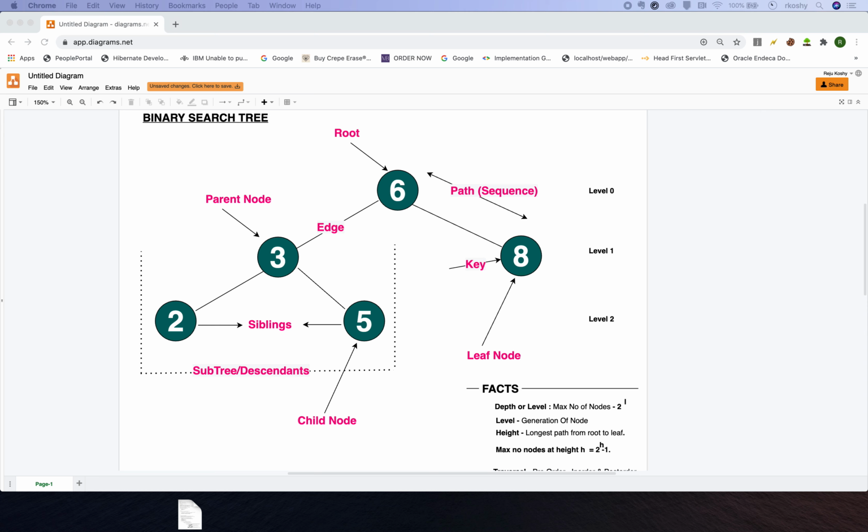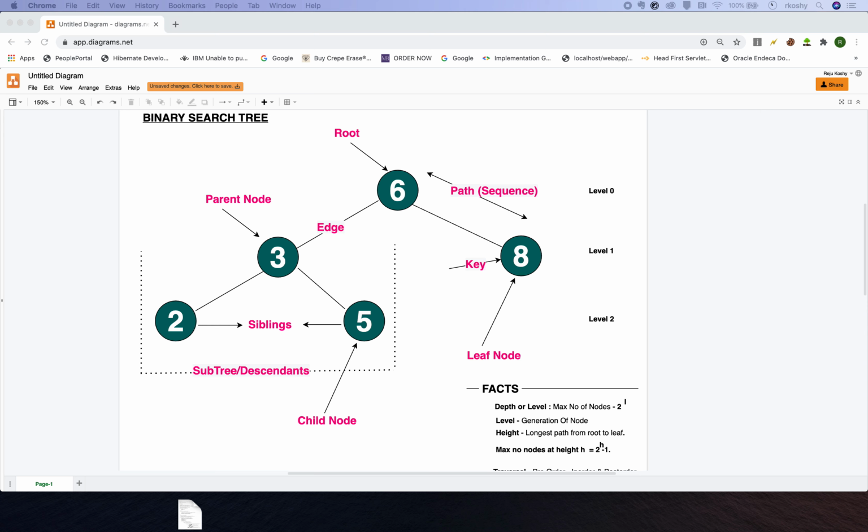2 and 5 are called siblings because they have the same parent. And if you look at the overall binary search tree or binary tree, it has only one root. Only one root is possible for the entire tree. The traversal can start anywhere. We will discuss traversal later, but just understand it has a single root.